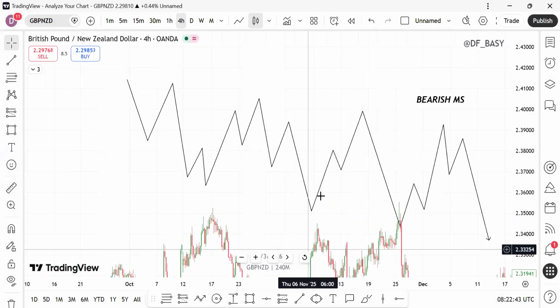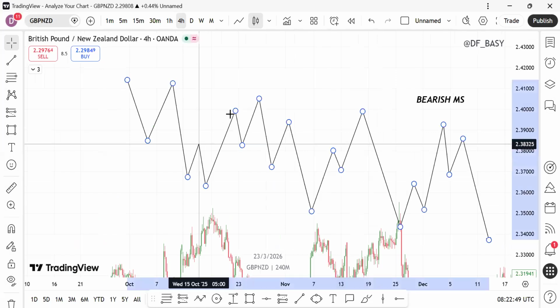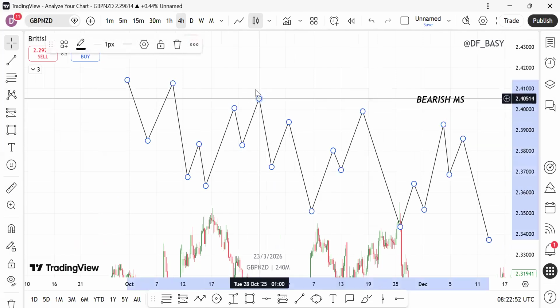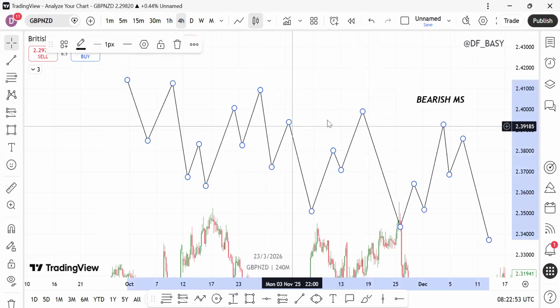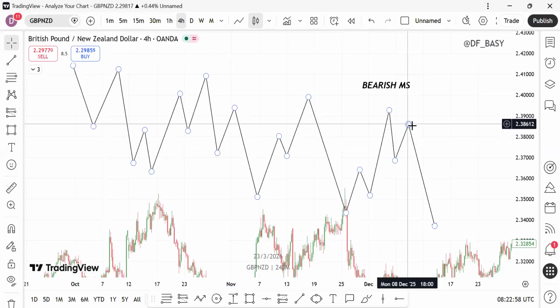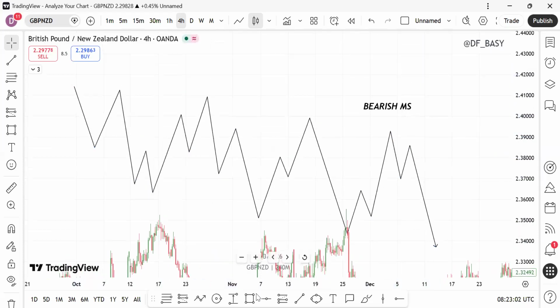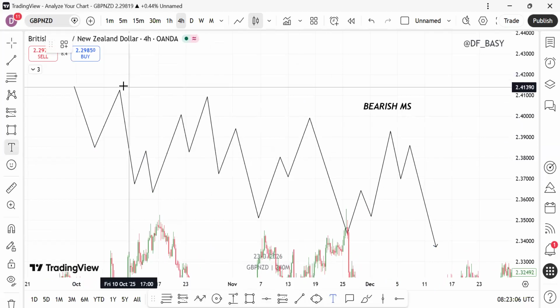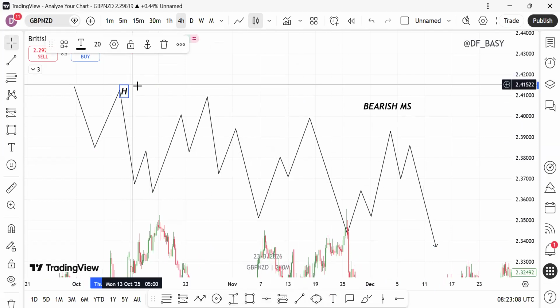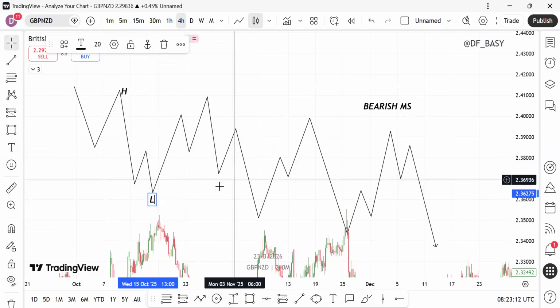Now, a bearish market structure: how do you identify if this is a bearish market structure? In a bearish market structure, what do you have? You have lower highs and lower lows. So with our rule, which I told you, market will create highs and lows. So where is my high? Where is my low? This is my high. This is my high. And this is my low. Right? This is my high.